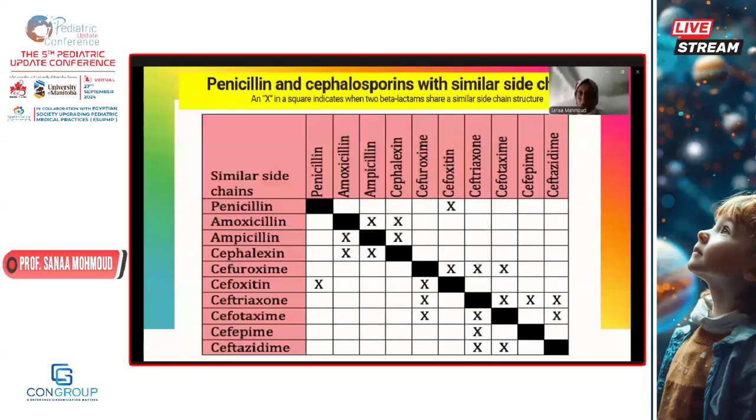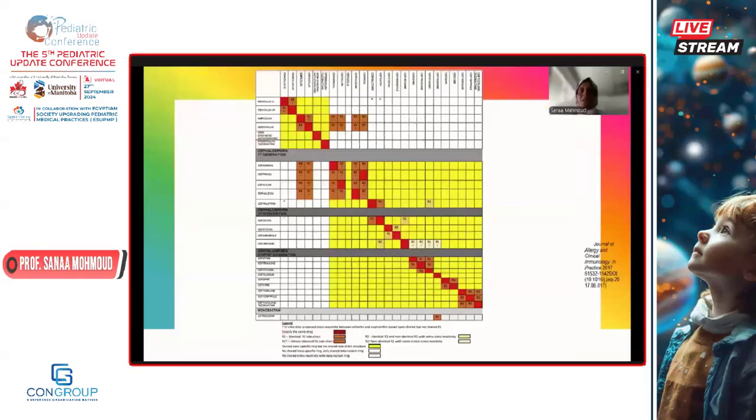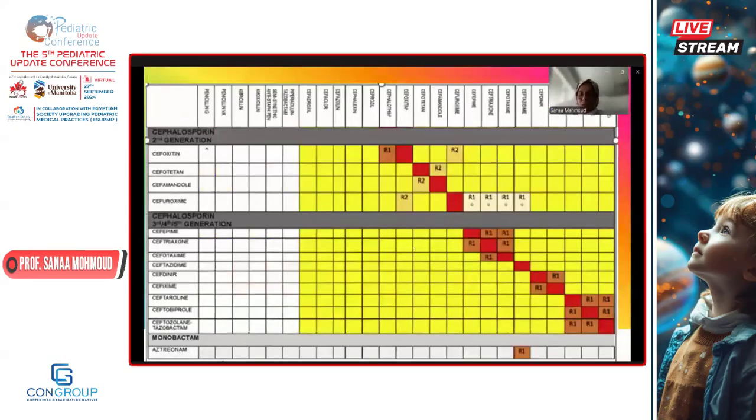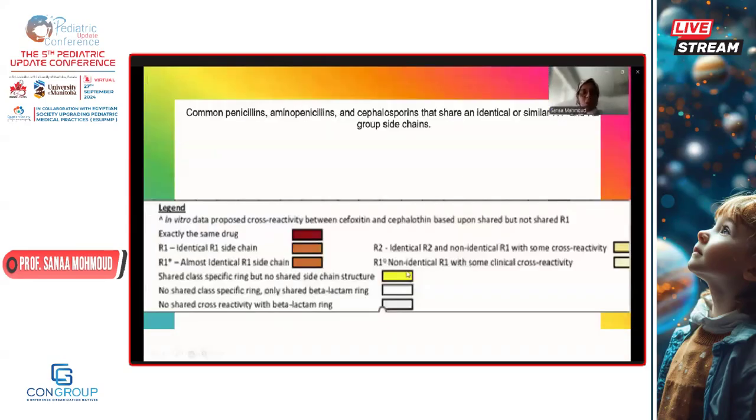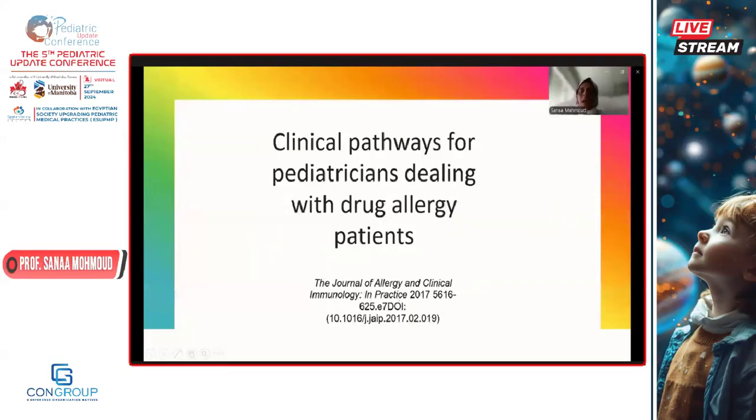This is another table, and this is the most comprehensive and very detailed one. If you have a blank white, it is 100% safe. R1 and R in red is totally reacting. R1 chain means the brown, that means they share the R1 chain. This one, they share the R2 chains, and you have the legend here that tells you what is non-shared. No cross-reactivity means it is safe to use.